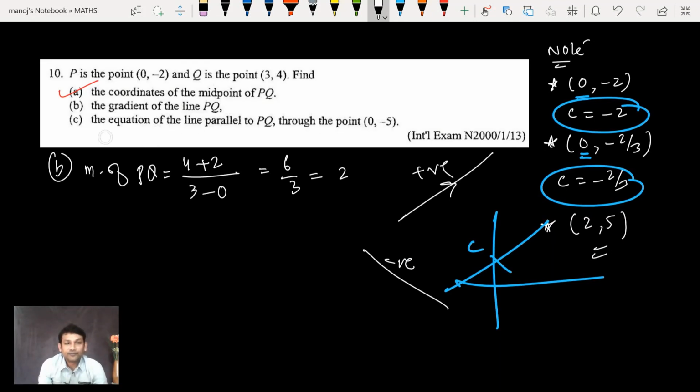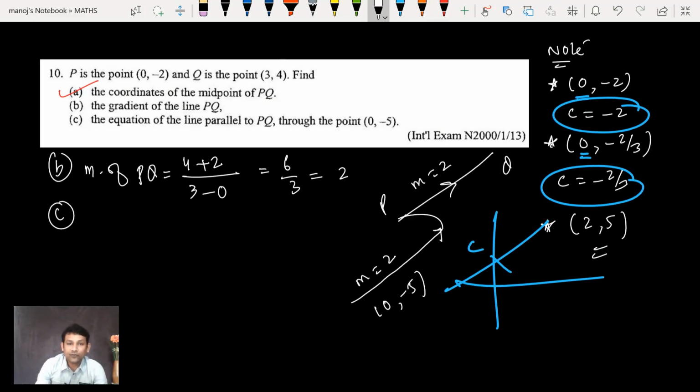Gradient is given. Third part, find the equation of the line parallel to PQ. This is PQ. The gradient of PQ is 2. There is another line which is parallel to this line. So what's the gradient? When the lines are parallel, the gradient will always be the same. So the gradient is the same, and it is passing through (0, -5).